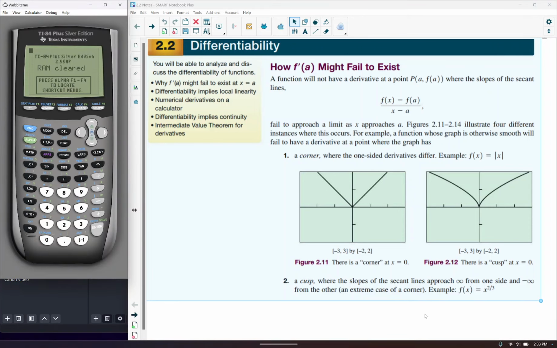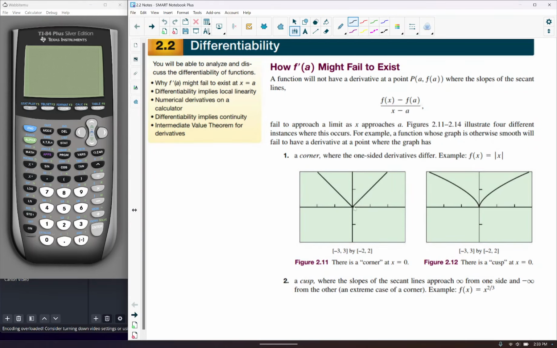All right, we're on section 2.2 with differentiability and how f prime might fail to exist. Well, one way that f prime or the derivative might fail to exist is at a corner. So this is a corner. Another place is a cusp. You can see a corner, it goes straight to the corner. With a cusp, it kind of curves to that point. So this is a cusp.